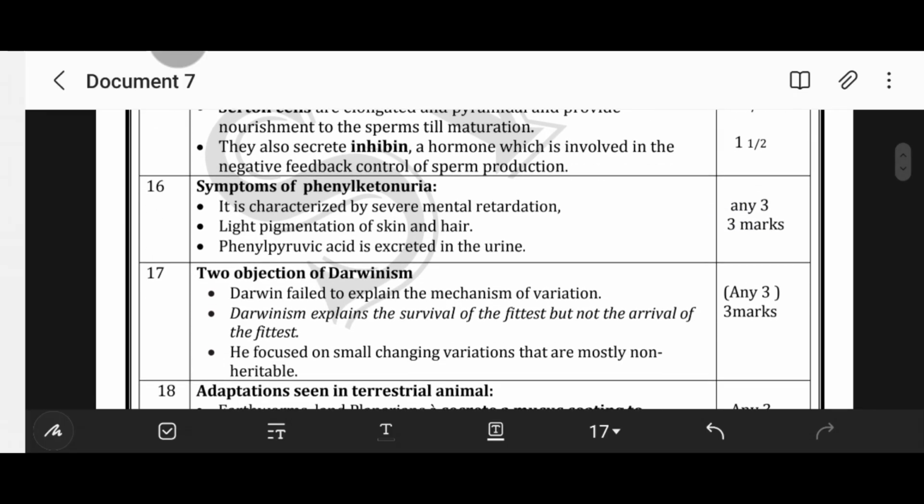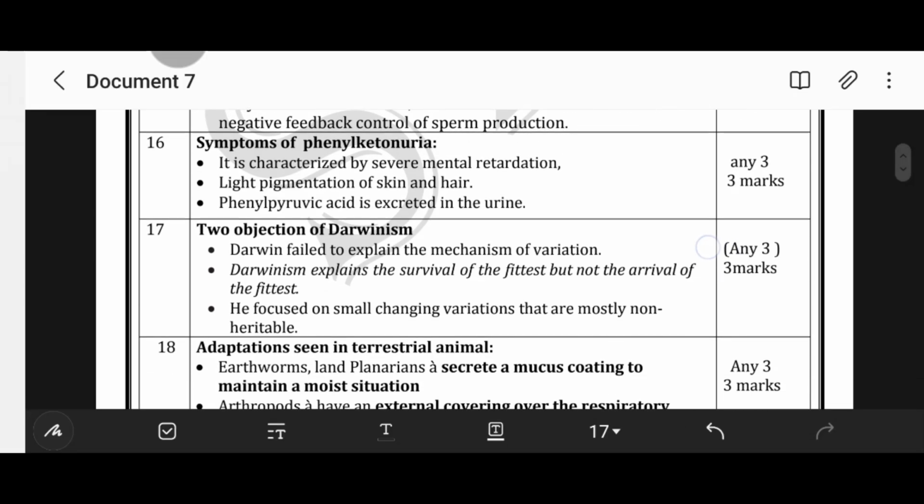And then question number 17, a question taken from chapter 6 book back: objections to Darwinism. We have nearly 6 objections. We have to write any 3 objections of Darwinism. Darwin failed to explain the mechanism of variation. Darwin explains the survival of the fittest, not the arrival of the fittest. So it means Darwin failed to explain the variation mechanism.